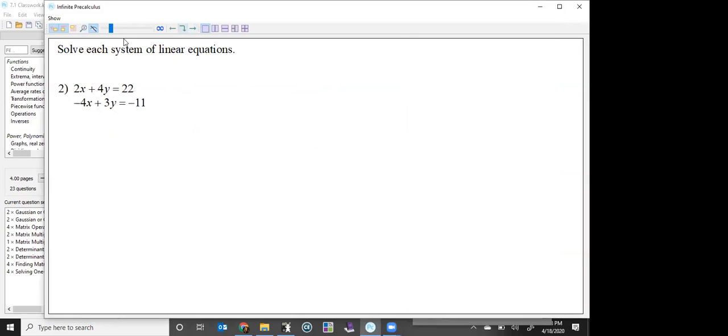I'm going to skip over the next one. You can try this one yourself. 5, 3 is what you should get. So try this one on a calculator. 5, 3. Let's look at number 3.